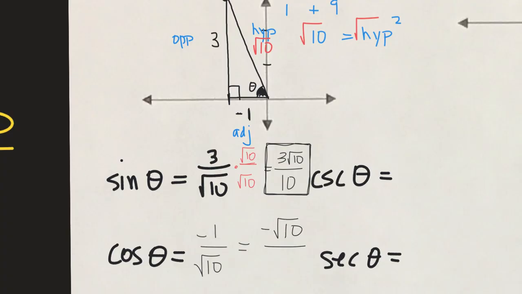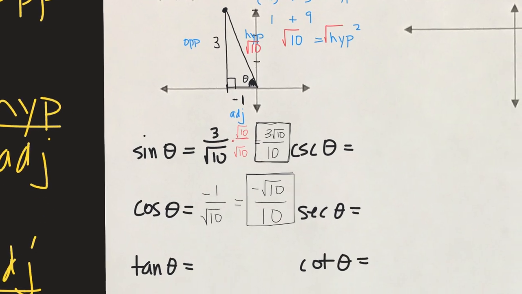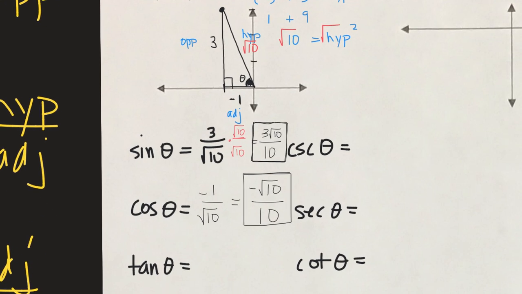-1 times root 10 is just negative root 10. I'm not going to write -1 root 10. And on the bottom, we just have normal 10. Okay, and tangent is opposite over adjacent, so that's 3 over -1, which simplifies to -3. Okay, we always want to simplify and reduce as much as we possibly can.